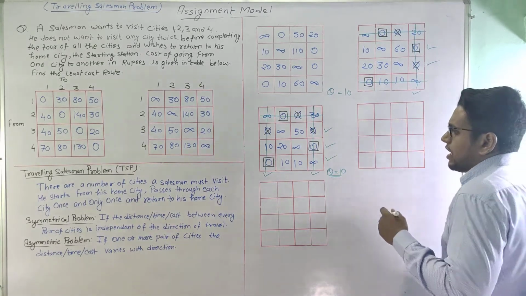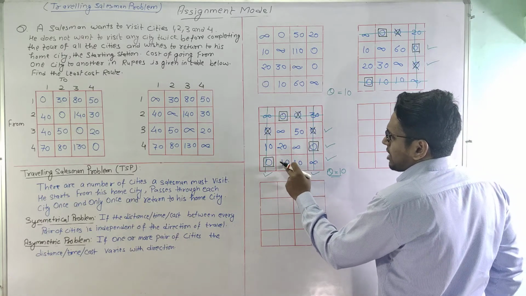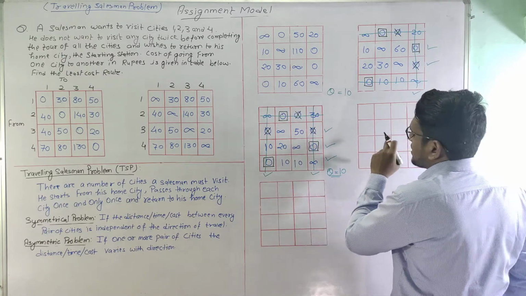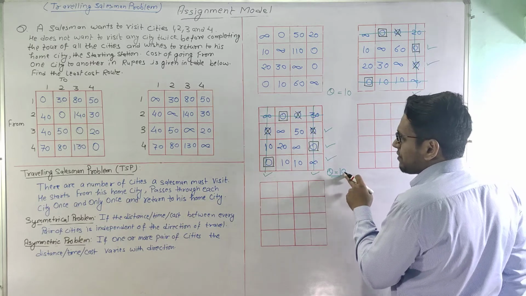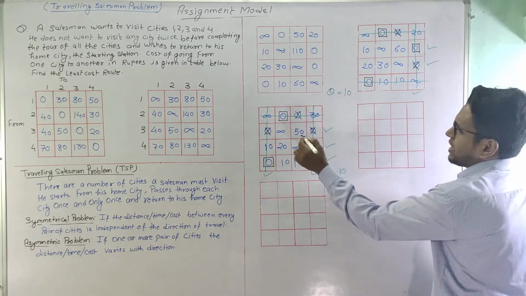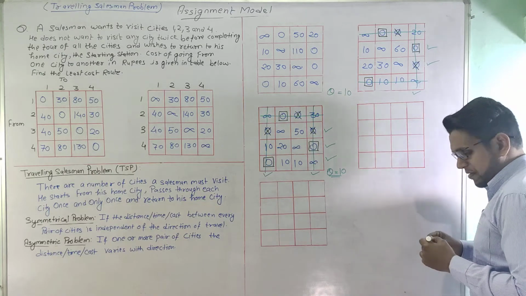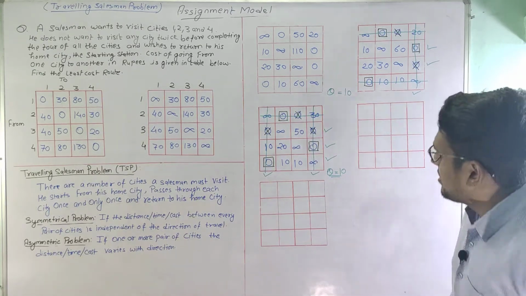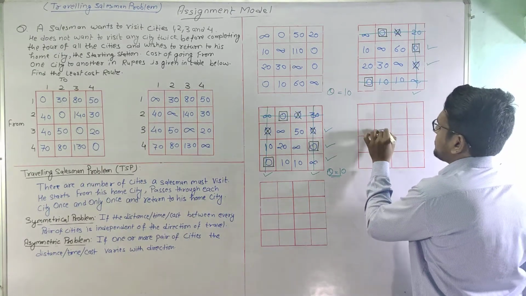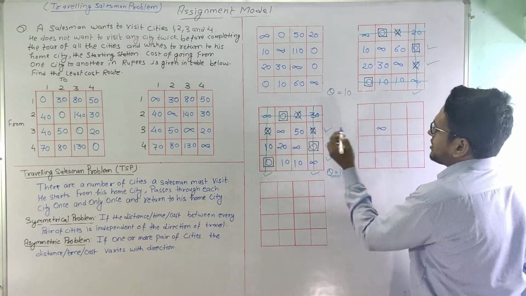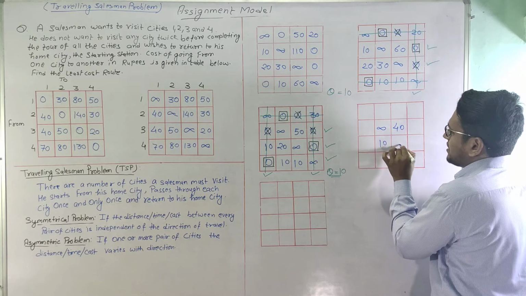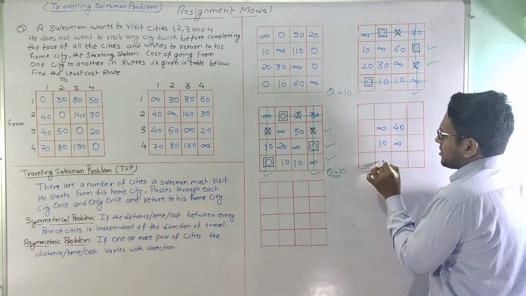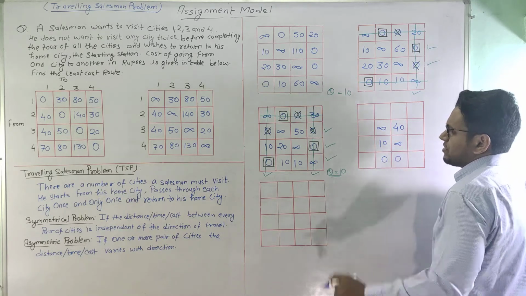For that, for the cells where no lines are passing, the new Cij will be equal to the older Cij minus the value of theta. So here we can see that infinity minus 10 will remain as infinity. This will remain infinity. 50 minus 10 is 40. 20 minus 10 is 10. Infinity minus 10 is infinity. 10 minus 10 is 0. 10 minus 10 is 0.